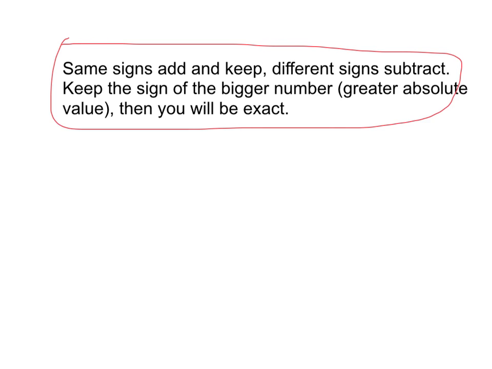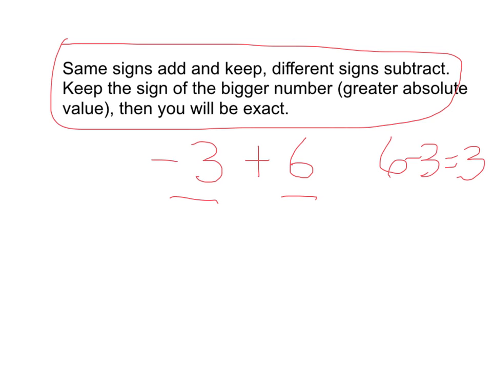So for instance, let's look at the example we did on the previous slide. Negative 3 plus 6. If I use this rule to add negative 3 plus 6, I would see that I have different signs. I have negative 3 and I have positive 6. So I would subtract them. 6 minus 3 is 3. Then I keep the sign of the greater absolute value, or the bigger number, which in this case is the positive 6. So that's how we can use this rule to get our answer.